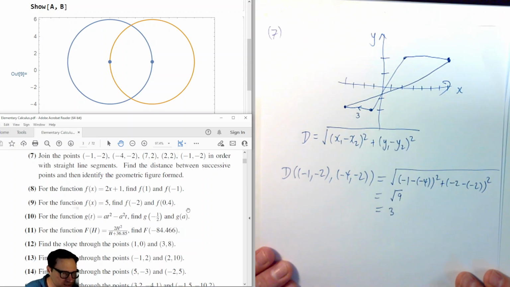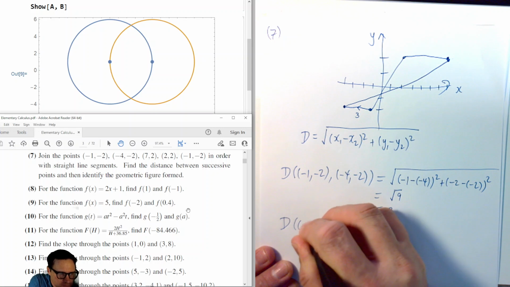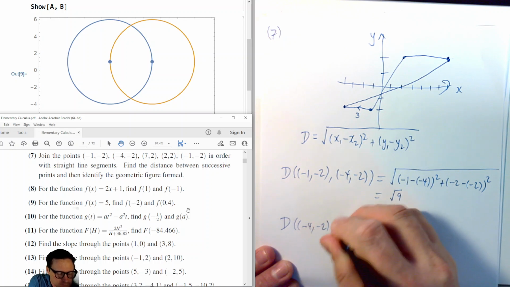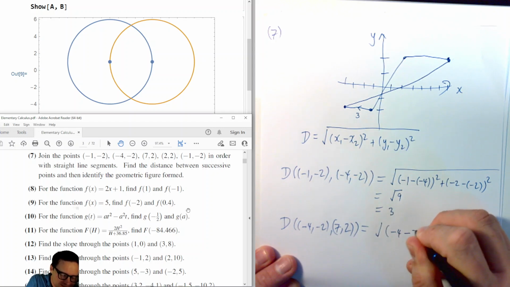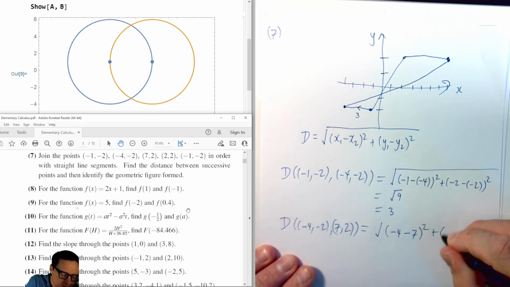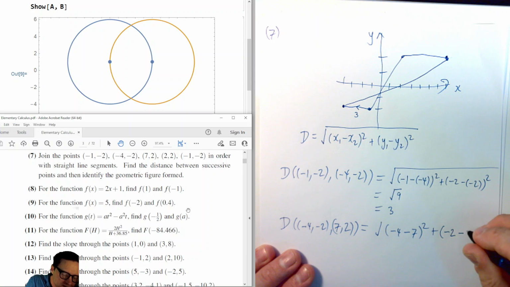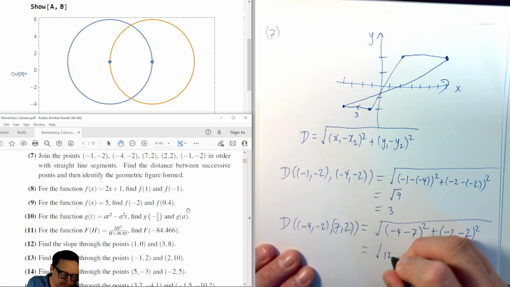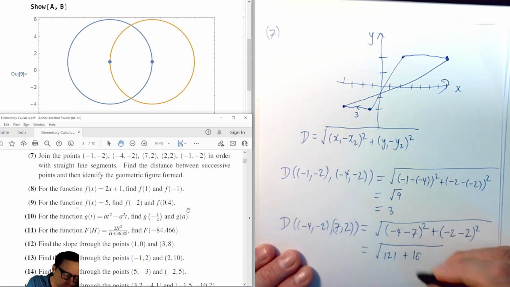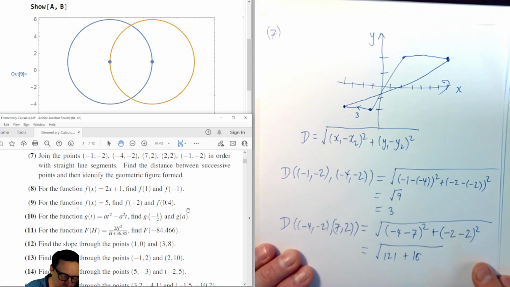Okay, next, the distance between minus 4, minus 2 and 7, 2 is the square root of minus 4 minus 7 squared plus minus 2 minus 2 squared, and then square root. Simplifying this, we've got minus 11 squared is 121. Minus 4 squared is 16. Okay, 121 plus 16 is 137, so we just have the square root of 137.